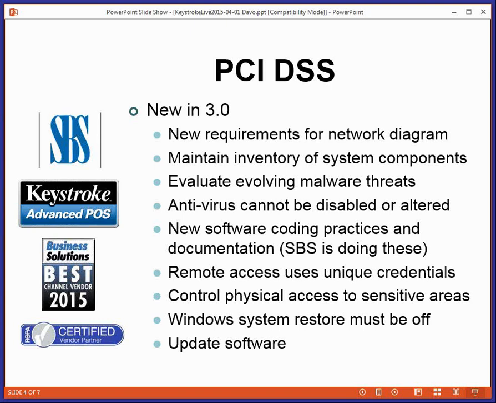And then a couple of things at the bottom that are new in 3.0: the system restore has to be turned off. Somewhere they found a computer, and when they restored it, they got some cardholder data. So PCI says, hey, we've got to turn off system restore. And you need to update software. The PCI document says critical security updates within 1 month, all other updates within 3 months. And that software includes operating system, antivirus, communication, point of sale, payment processing, anything you're using. When there's an update, you need to implement that.